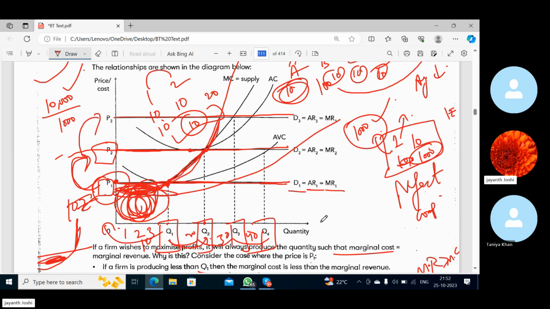It will become Q2. Now for Q2, the price is P2. Any units for this price P2 from 0 to Q1, all this is profit zone. But from here again they will incur losses. So again the price should shift to P3 and the quantity should shift to Q3. Then the entire area becomes profitable at P3 price.